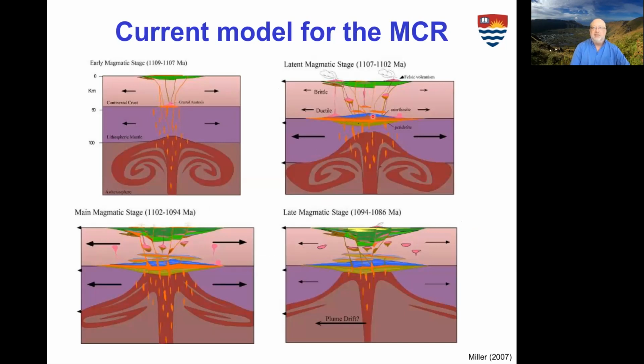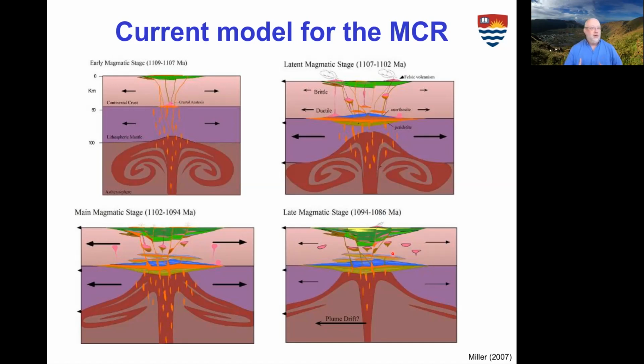a late magmatic stage in 1107. A lot more magmatism in there, a lot more impact of the plume, more melting at the base of this continental crustal unit. The main magmatic stage in there, and then the late magmatic stage. So there are multiple pulses. With the geochronology we had at the time, and with our understanding of the geochemistry, this sort of worked.